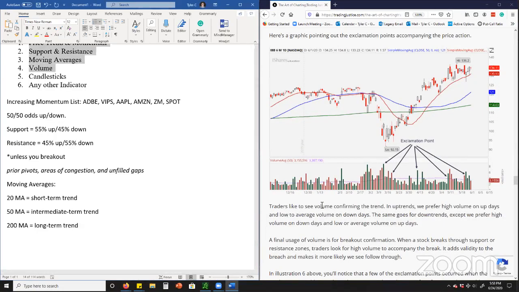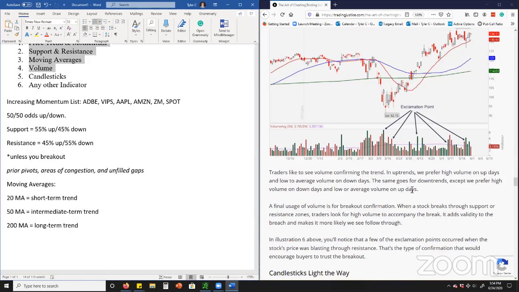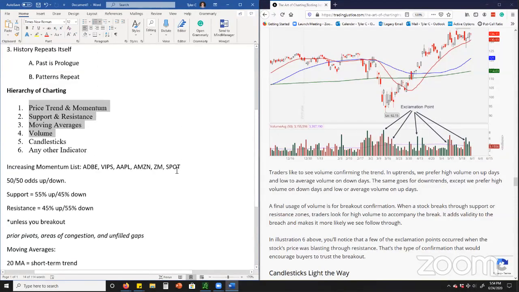Don't read too much into volume, guys. If it's normal, it's just a period. If it's low, it's just a period. It's the high volume days, it's the exclamation points that pique my interest.